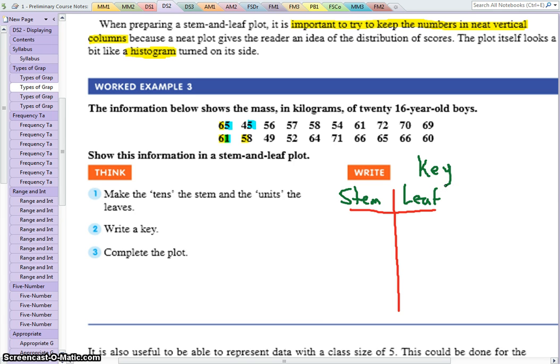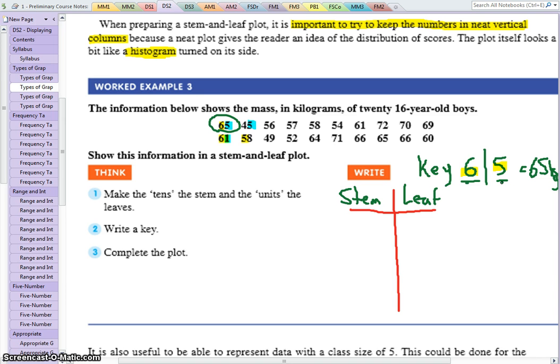So what's our key going to be? If we have a look at that first number, if we go a 6 and then a 5, so highlighter please, that's your stem, that's your leaf. If we do that, then the key equals 65 kg. Wow, that's ugly, but you know what I mean, 65 kilograms. Okay, so you've got your key there, you've got your stem and your leaf, nice and easy.